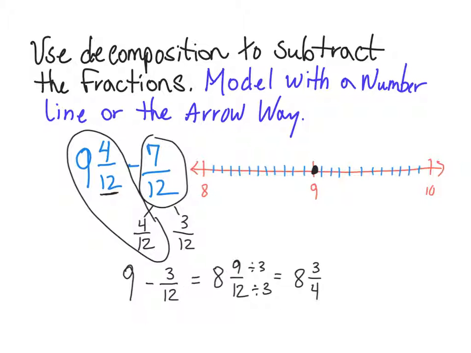And I'm going to take away 3/12 from that. So we've got 1/12, 2/12, 3/12. And where am I at? I'm right here. And this becomes 8 and 9/12, which is really equal to, because we have to simplify, 8 and 3/4.